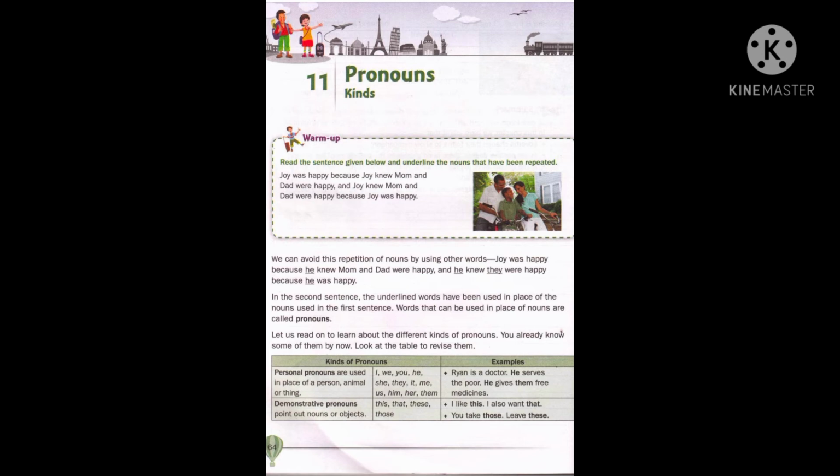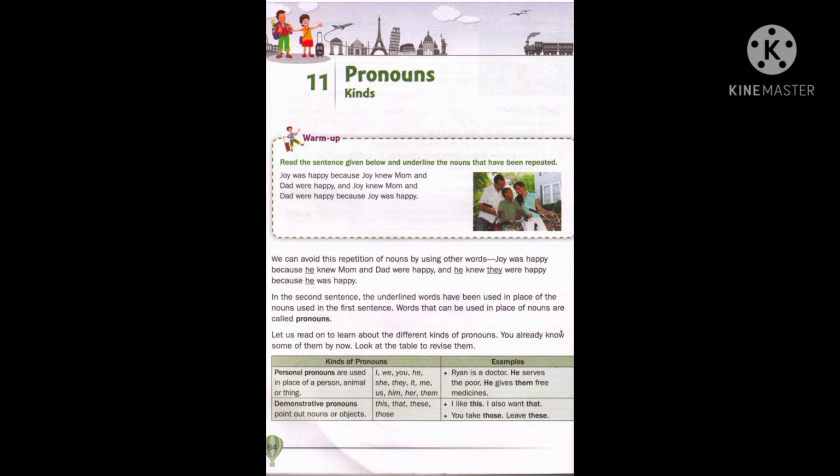We can avoid this repetition of nouns by using other words. Joy was happy because he knew mom and dad were happy. He knew they were happy because he was happy. So in the second sentence, the underlined words have been used in place of the nouns used in the first sentence. Words that can be used in place of nouns are called pronouns. Let us read on to learn about the different kinds of pronouns.